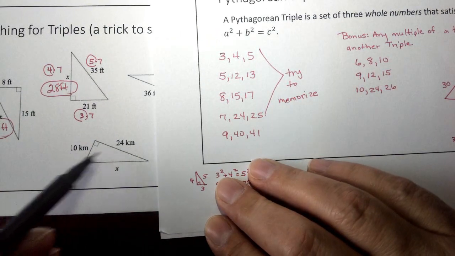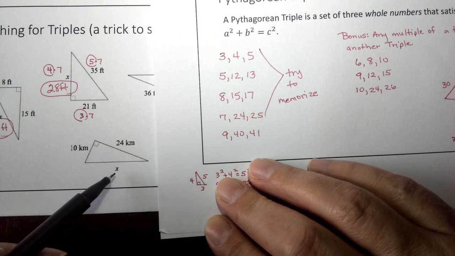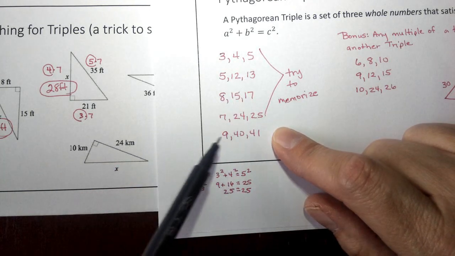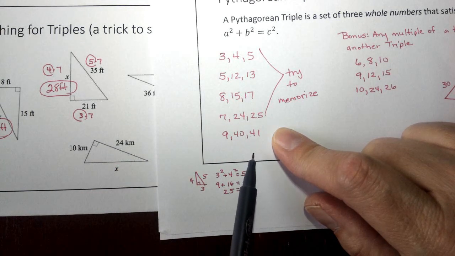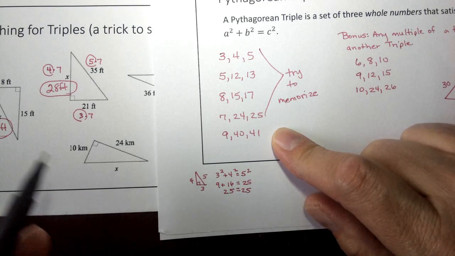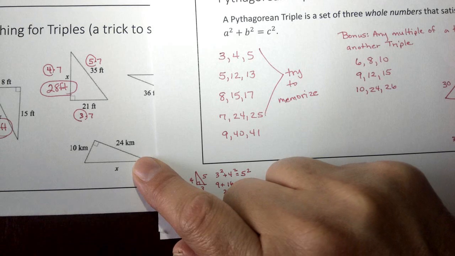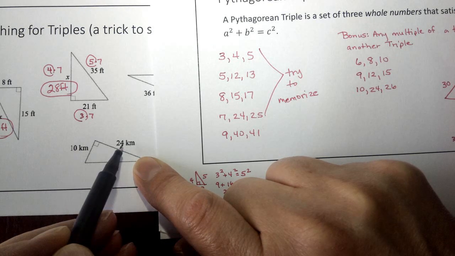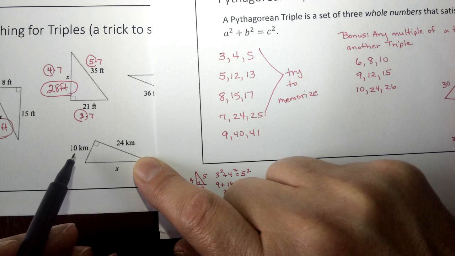Blank, 10, 24x. 10 and 24. I don't see that in any of these. So this must be a multiple of one of them. What is the biggest number that will divide evenly into 10 and 24? Well, they're both even numbers, so they'll both divide by 2.